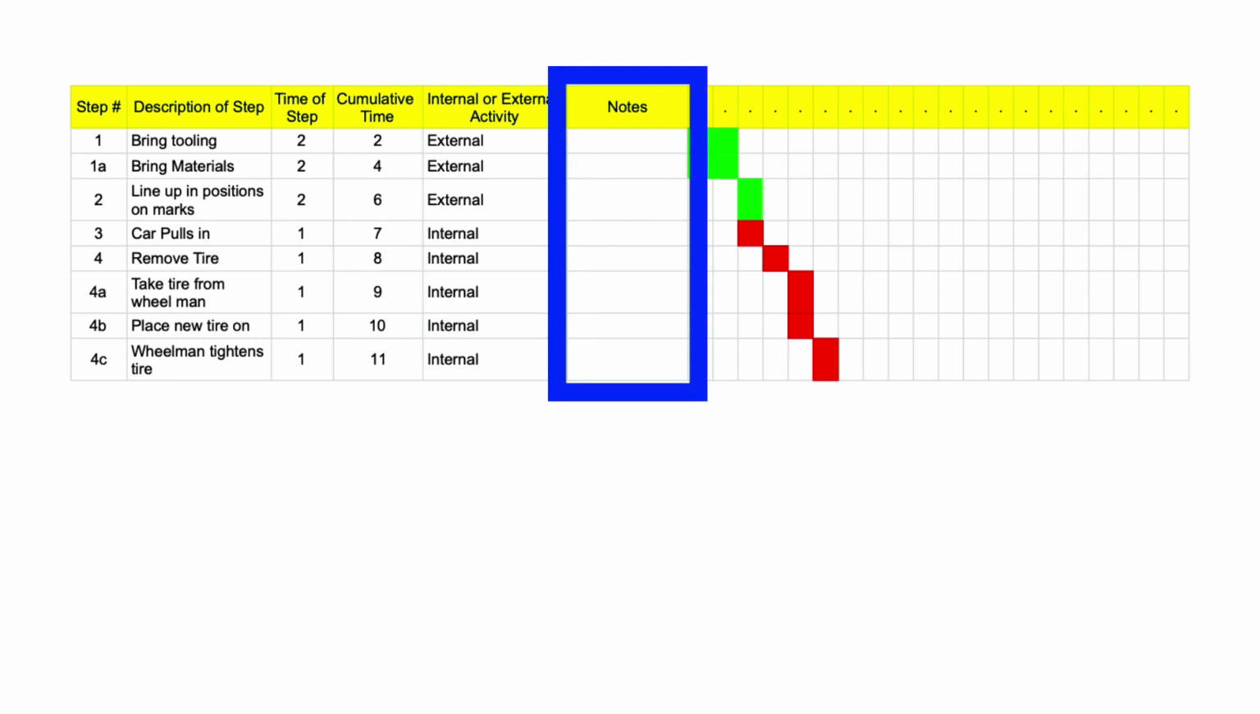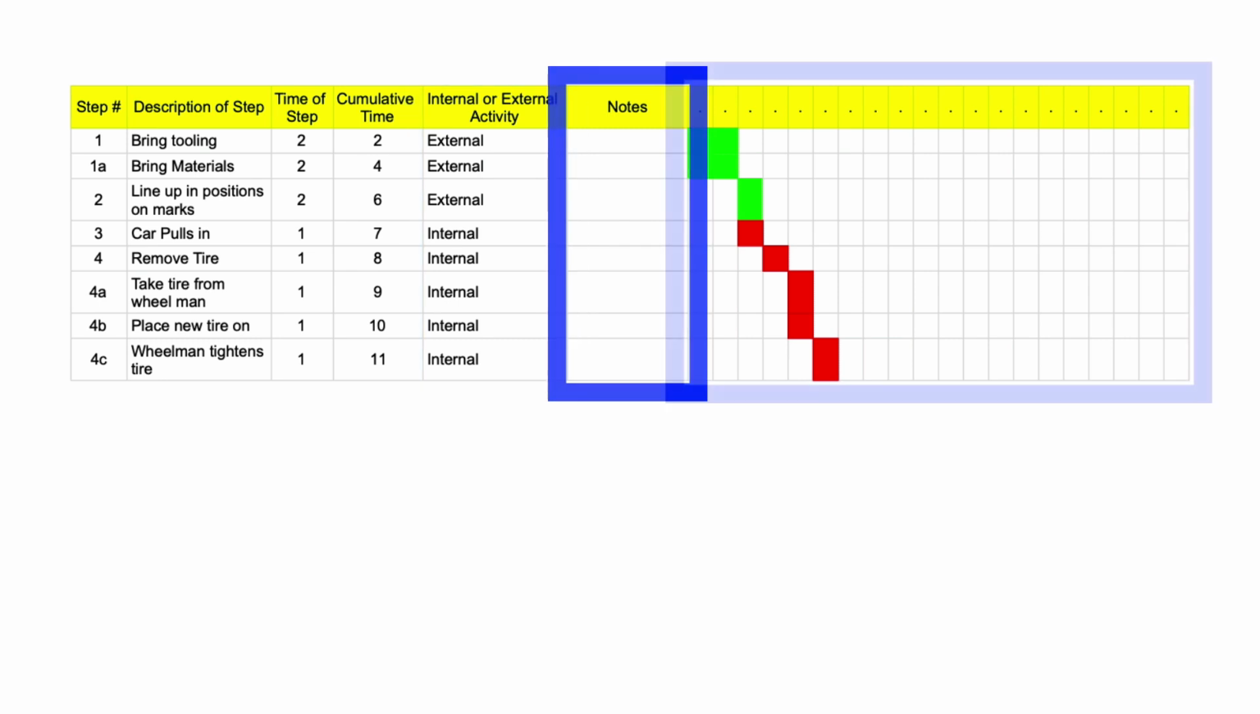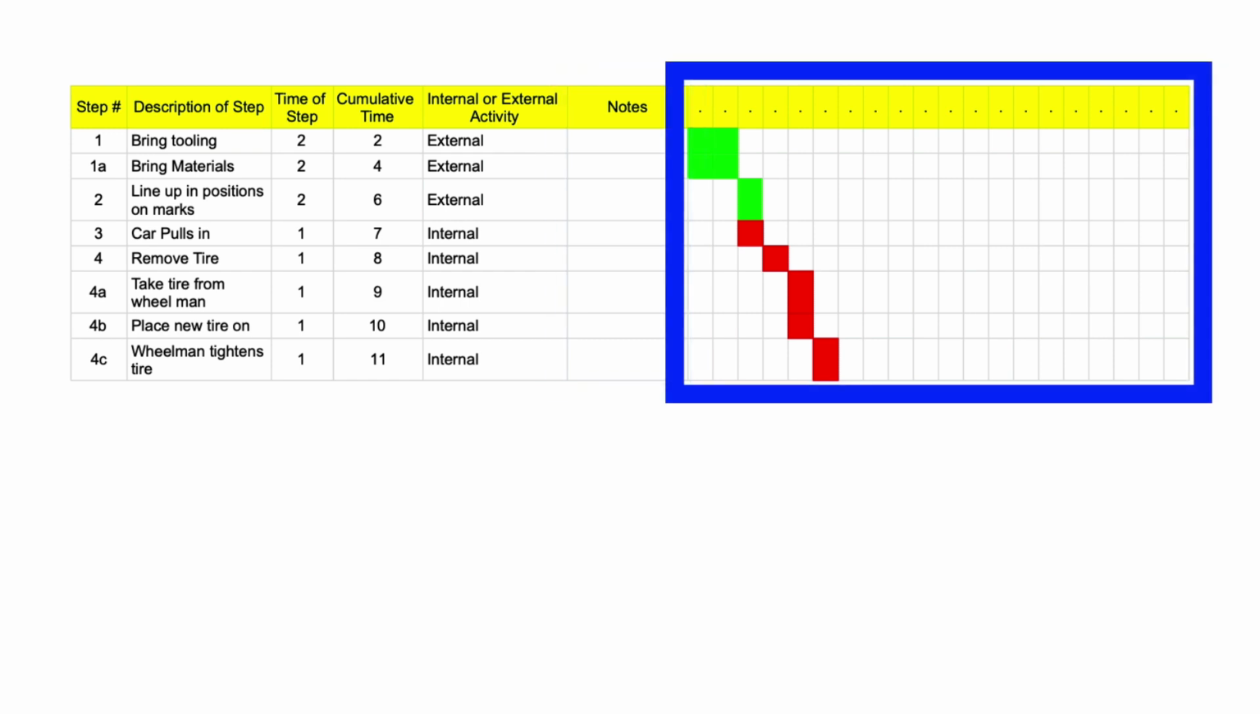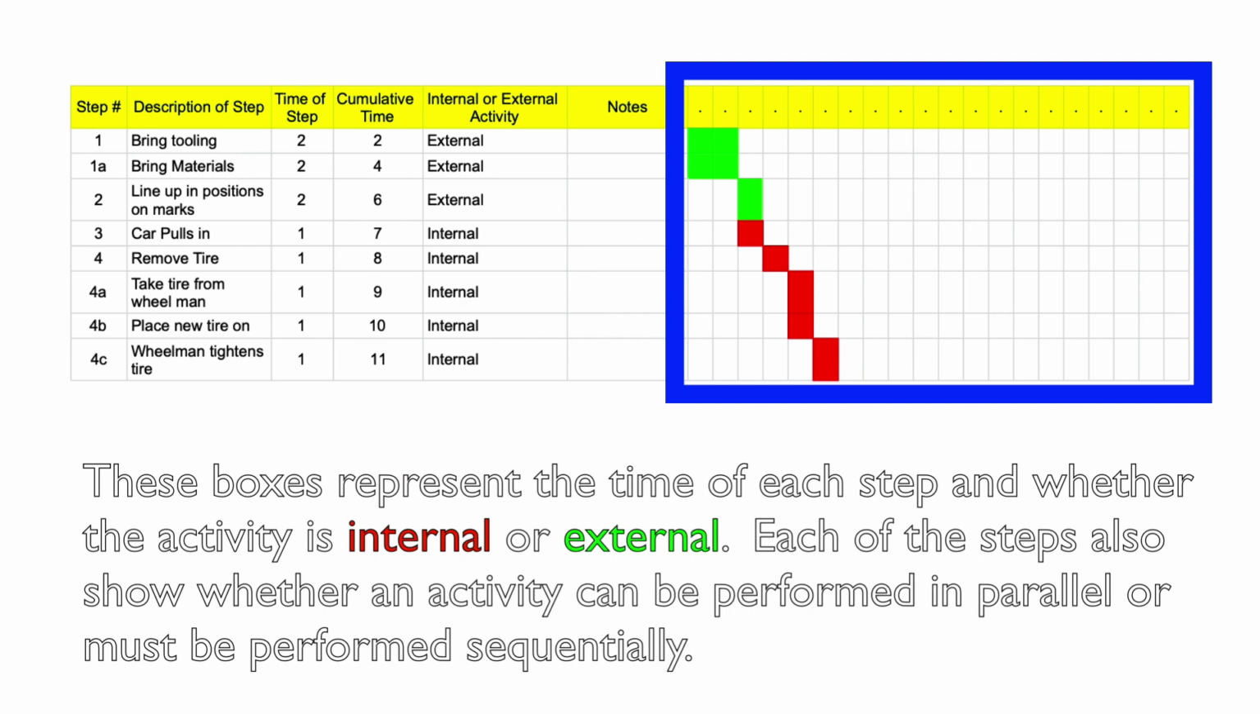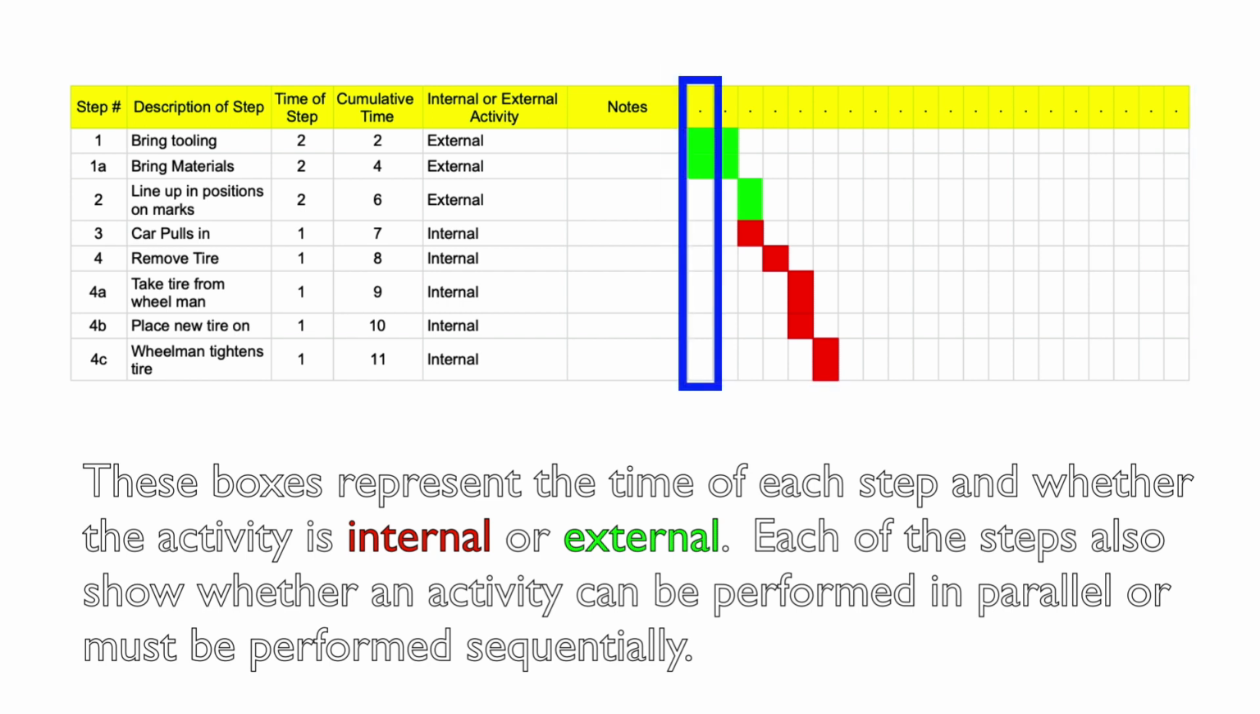In the template, there is also a notes column where you can jot down your observations. To the right of the notes are many small boxes. These boxes represent the time of each step and whether the activity is internal or external. Each of these steps also show whether an activity can be performed in parallel or must be performed sequentially. The template is available in the resource section of the course for download.